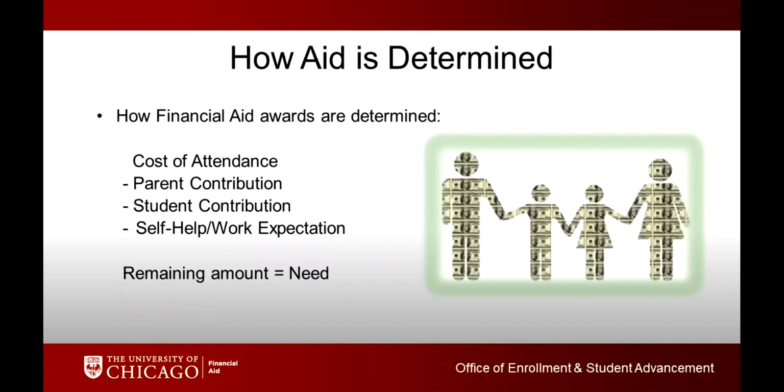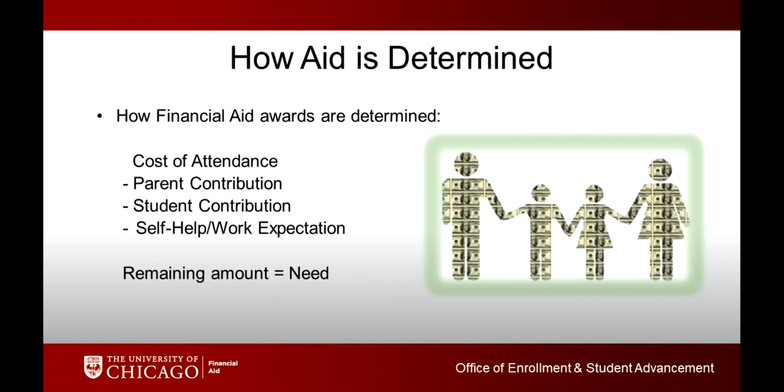So the way that we determine our aid is we take your cost of attendance, subtract out the parent contribution, subtract out the student contribution, if any, and generally for most students it's going to be zero, and then a self-help or work expectation. And the remaining amount left over is need, and that's what we fill with need-based financial aid. Either federal or state aid if you're receiving it from the state or federal government, and our institutional aid.